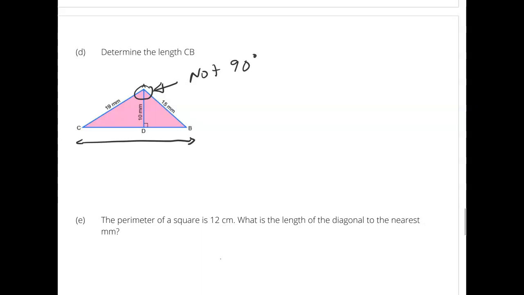We've got to split it up. So you might want to call one side x and one side y. So if we start with x, you should be able to finish that off now.